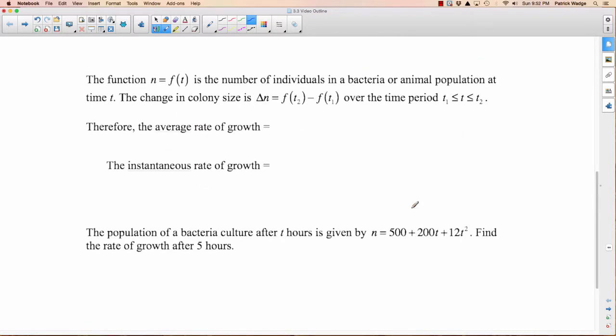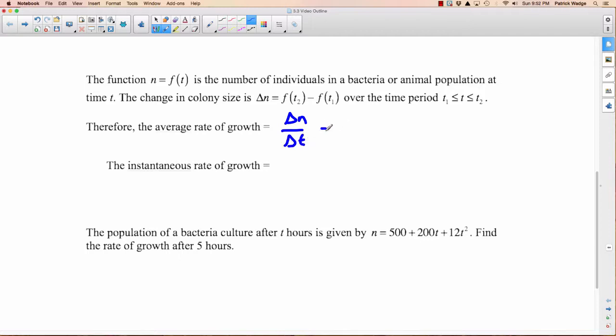Okay, question 2. The function N equals f of t is the number of individuals in a bacteria or animal population at time t. The change in colony size is change in N, f of t2 minus f of t1, over the time period t1 to t2. Therefore, find the average rate of growth, and the instantaneous rate of growth. To get the average rate of growth, it would be the change in the number of individuals, so change in number over change in time.